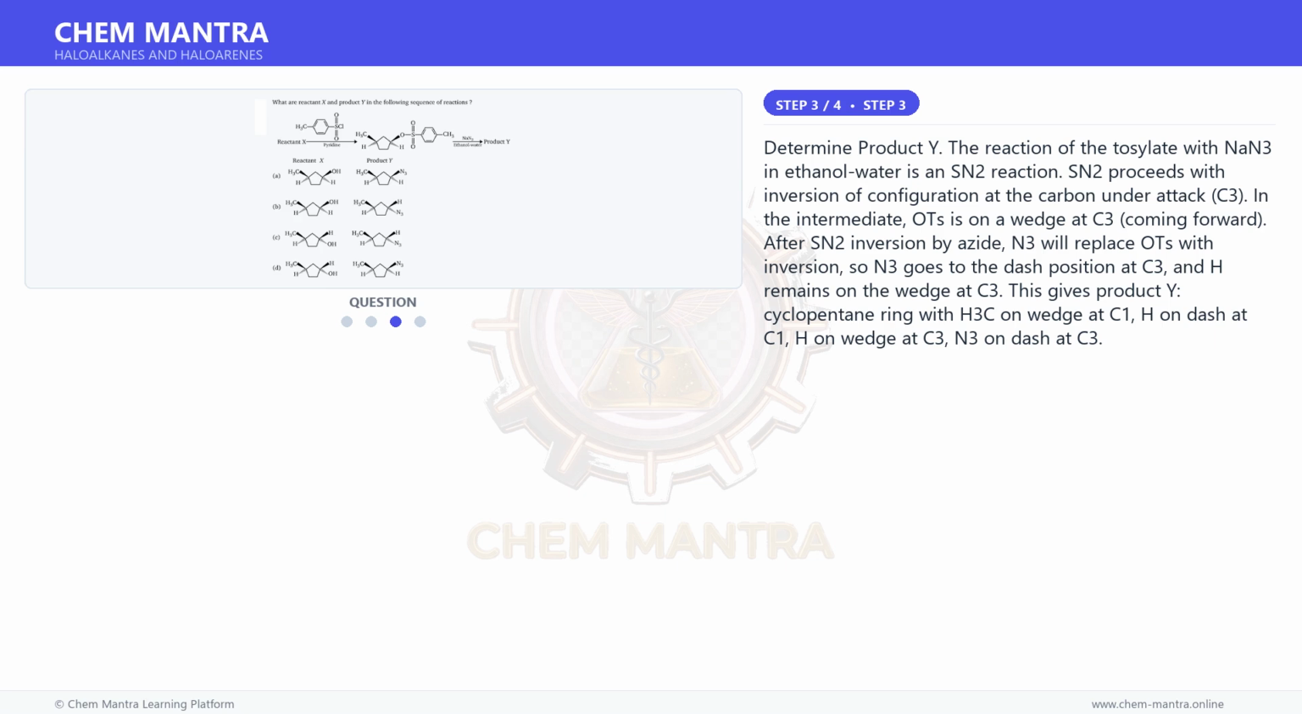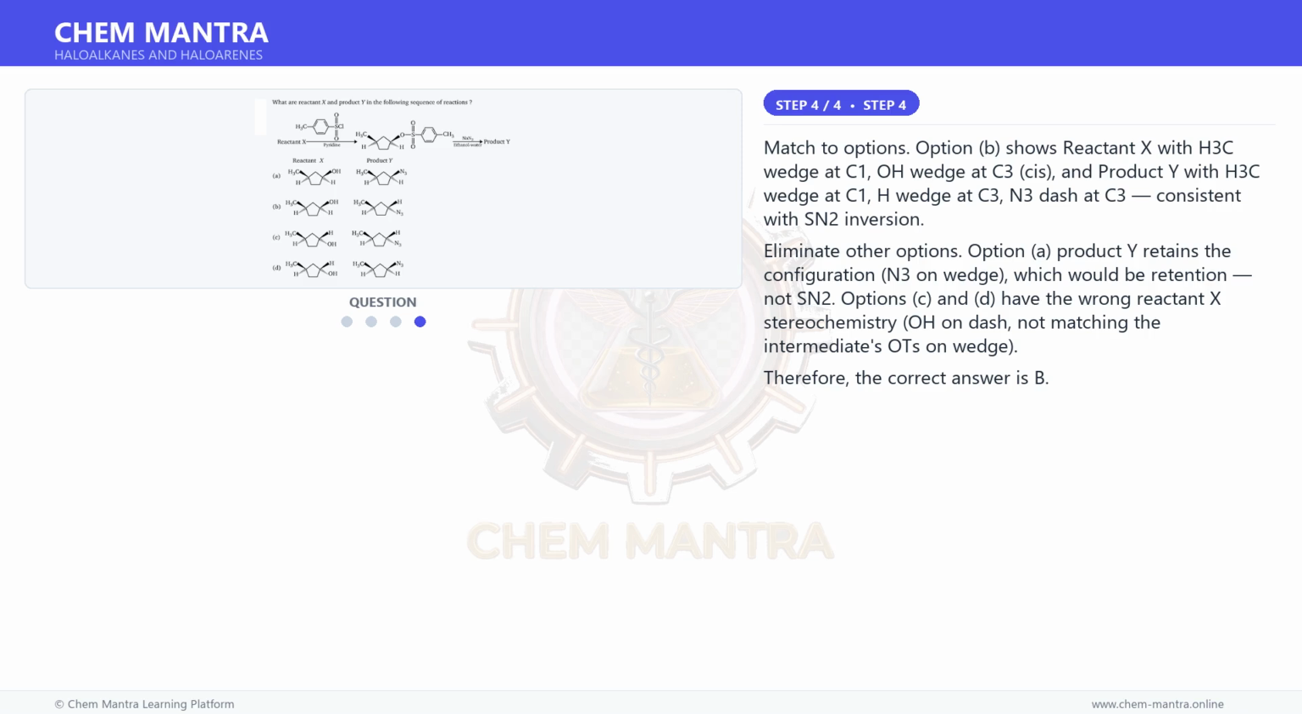This gives product Y. Cyclopentane ring with H3C on wedge at C1, H on dash at C1, H on wedge at C3, N3 on dash at C3. And for the final step, match the options. Option B shows reactant X with H3C wedge at C1 and O wedge at C3, cis, and product Y with H3C wedge at C1, H wedge at C3, N3 dash at C3, consistent with SN2 inversion.